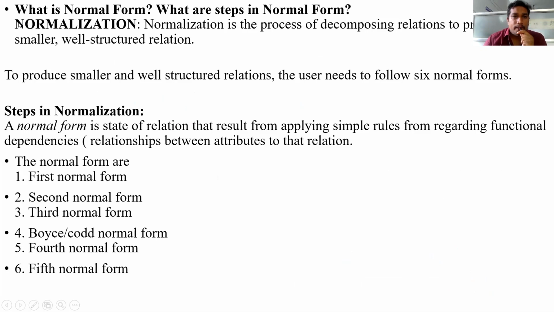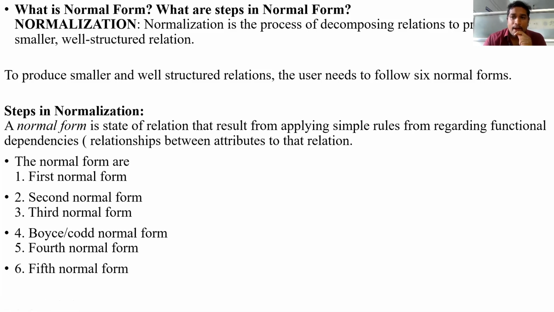Okay, write: what is a normal form? Normalization is a process of decomposing relations to produce smaller and well-structured relations. Well-structured means which attributes are depending on which attributes. Attributes are decomposed by means of the attributes which depend on other attributes. Okay, that is called well structured.